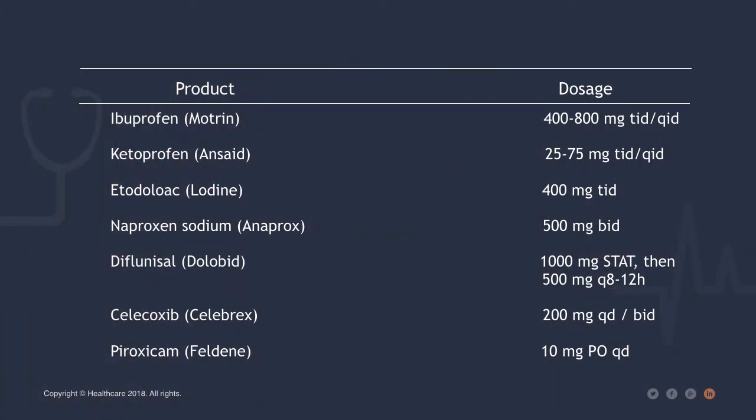This table illustrates some of the most common non-steroidal anti-inflammatory medications utilized. It also includes their dosage. TID stands for 3 times a day, QID stands for 4 times a day. You'll notice some of these medications are utilized simply once or twice a day. The majority of these medications are non-selective in that they would inhibit both COX-1 and COX-2. Celebrex is a selective COX-2 inhibitor, and its dosage is included.